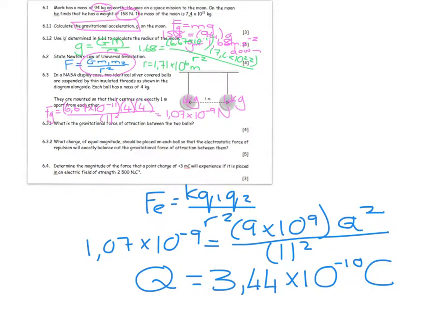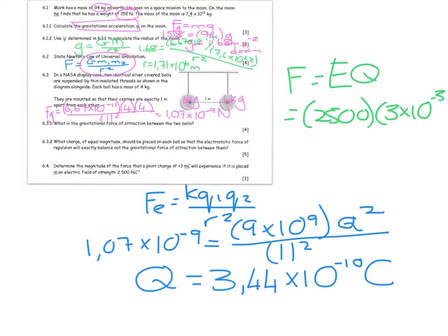And finally, we are asked to determine the magnitude of the force that a point charge of 3 millicoulombs will experience if it is placed in an electric field of that strength. And so I say force is equal to electric field strength multiplied by charge, 2,500 multiplied by 3 milli, so it's 3 times 10 to the negative 3, or 3 divided by 1,000, 0,003, and I land up with 7,5 newtons.